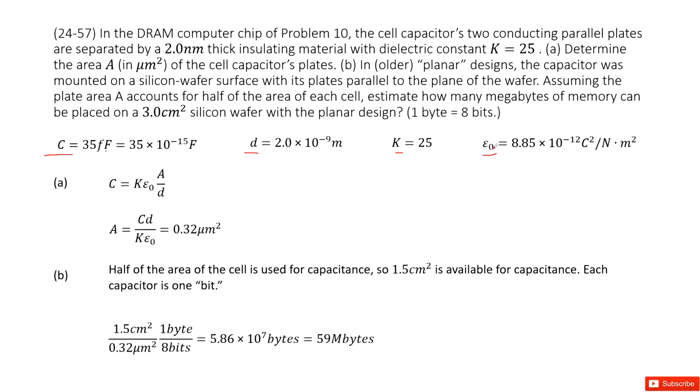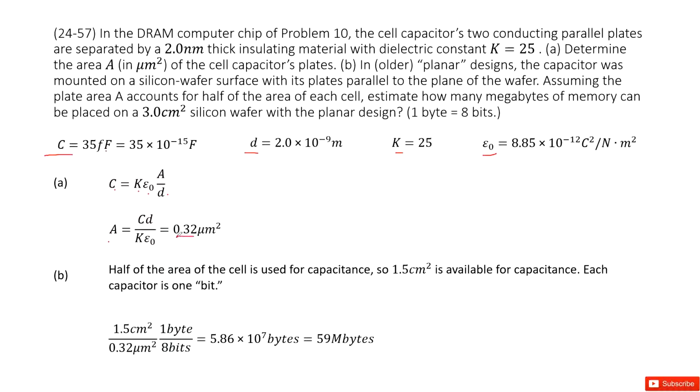So we can see, as we know the quantities C, d, K, and epsilon naught, can you find A? Sure, very straightforward. We can consider the equation for capacitance for a capacitor. You can see in this equation, C is given, K is given, epsilon naught is given, d is given, so the only unknown quantity is A. So we can rearrange this equation to get the expression for A, and then input all the given quantities, and we get the answer there.